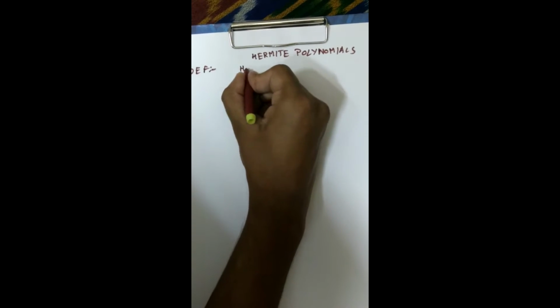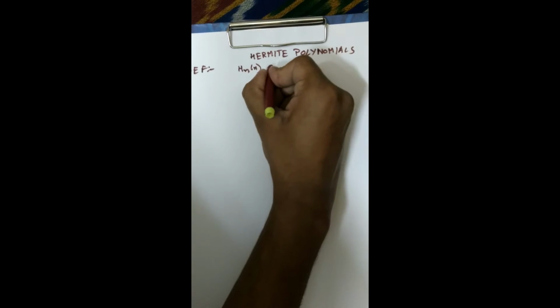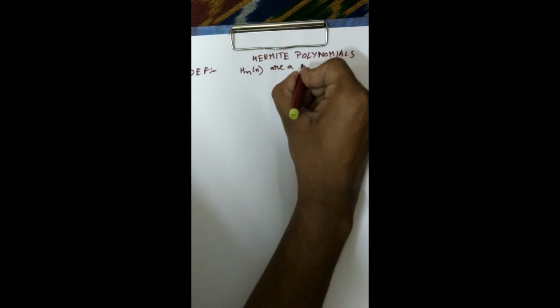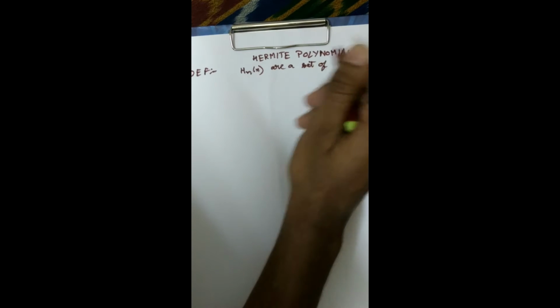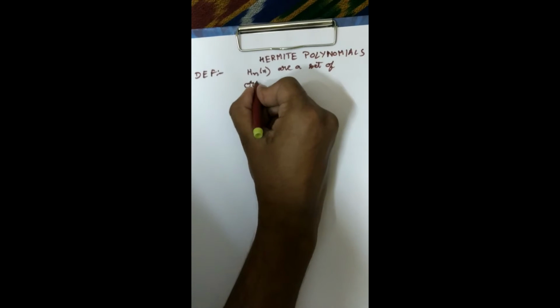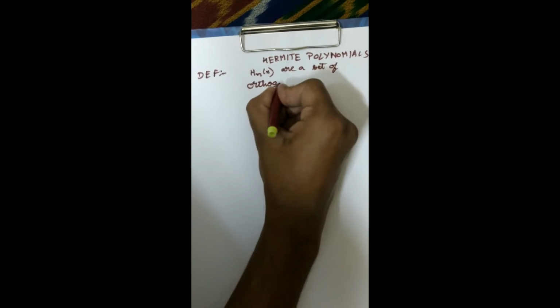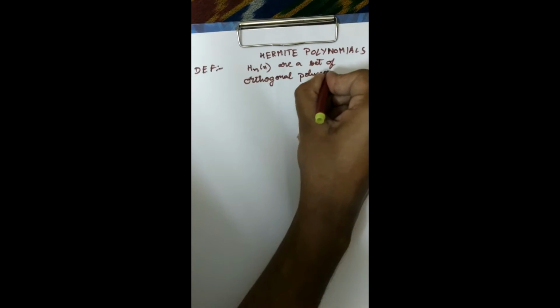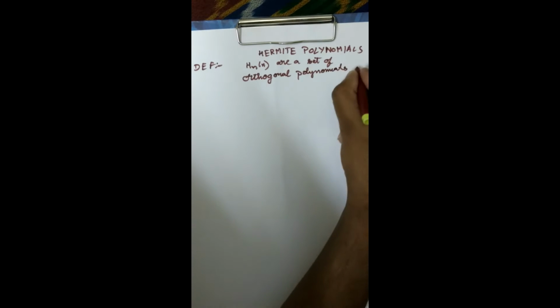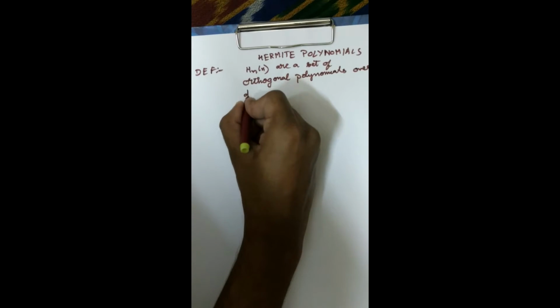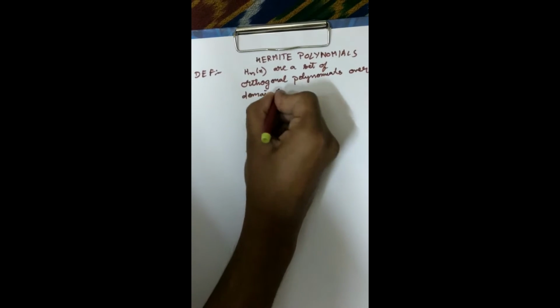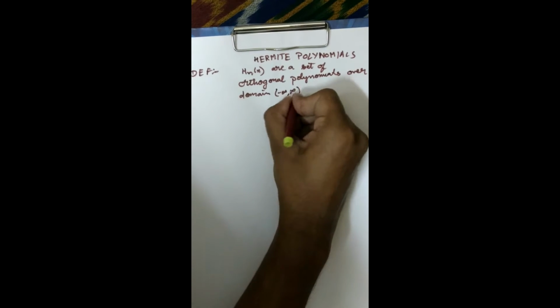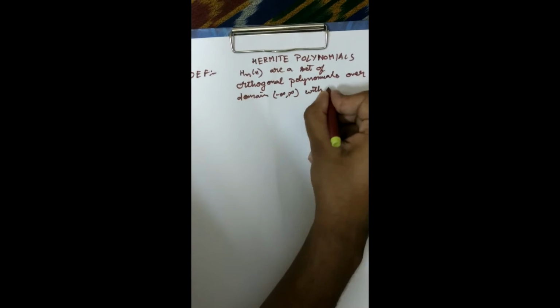Hermite polynomials Hn of x are a set of orthogonal polynomials. In a moment we'll see what orthogonal polynomials are. Over the domain -infinity to infinity, with a weighting function e power minus x squared.